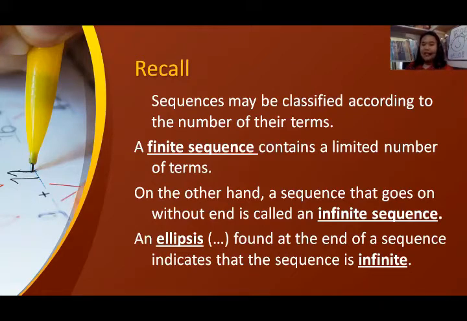On the other hand, a sequence that goes on without end is called an infinite sequence. And an infinite sequence has an ellipsis at the end. Okay? Ang ellipsis, it indicates a continuous sequence. Kaya nga siya sinabing infinite kasi hindi natatapos yung kanyang sequence. Meron at merong susunod. So, for you to remember these terms, matandaan nyo lang, pag sinabing finite, wala siyang ellipsis. Pag sinabing infinite, meron siyang ellipsis.